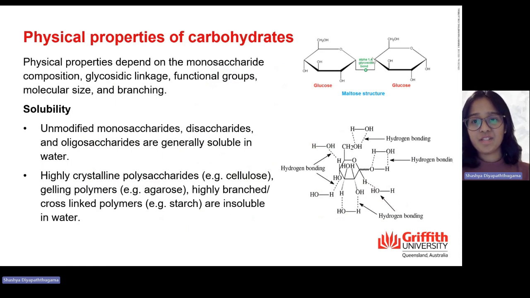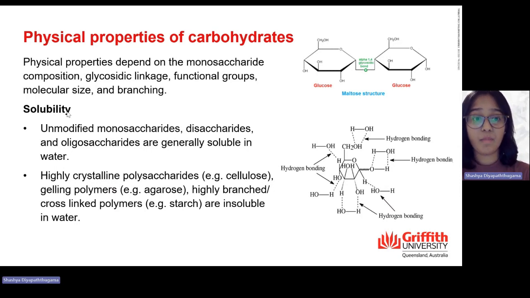Let's look at the physical properties of carbohydrates. Physical properties depend on several factors like the monosaccharide composition of the carbohydrate, glycosidic linkages. So this diagram on the top shows a glycosidic bond, and then depends on the functional groups like the aldehyde groups, ketone groups, and hydroxyl groups, the molecular size, and the presence of branching.